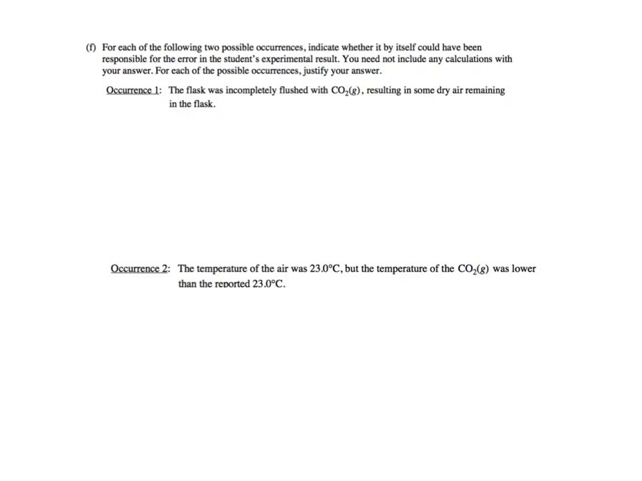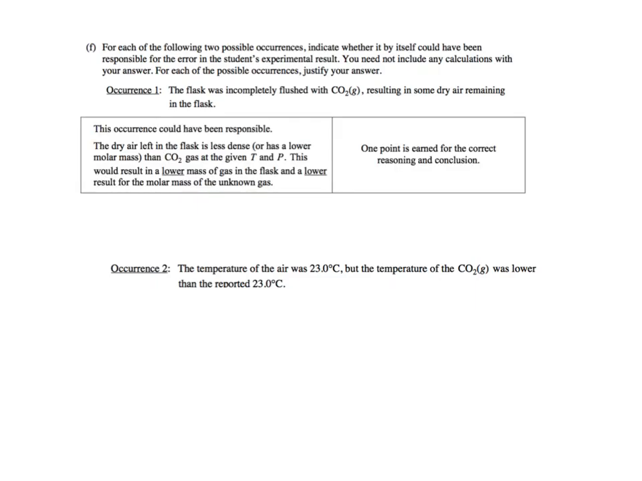So in the first case, you're told that not all of the air was removed, and since air has a lower density and mass than the CO2, then that would in fact make the answer lower than it should be. So I think that that's right. The second one's a little trickier to deal with.